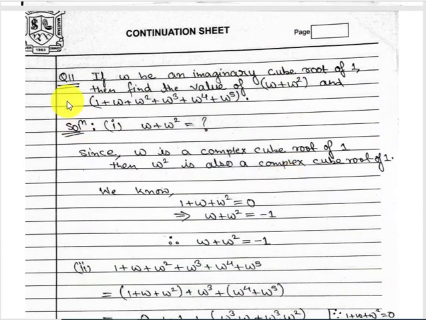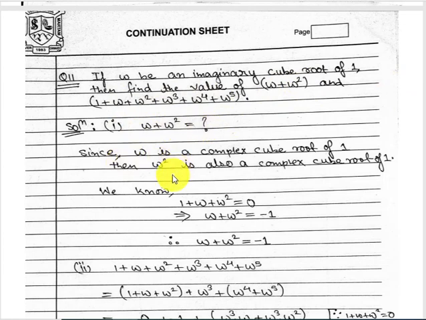Let's come to question number 11. Here it says, if omega is an imaginary cube root of 1, then find the value of omega plus omega square, and the next expression. So let us do the first one. We have to find omega plus omega square.